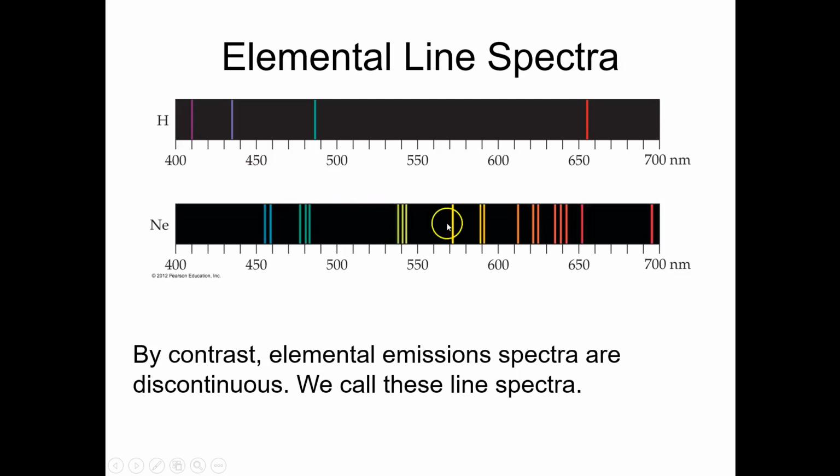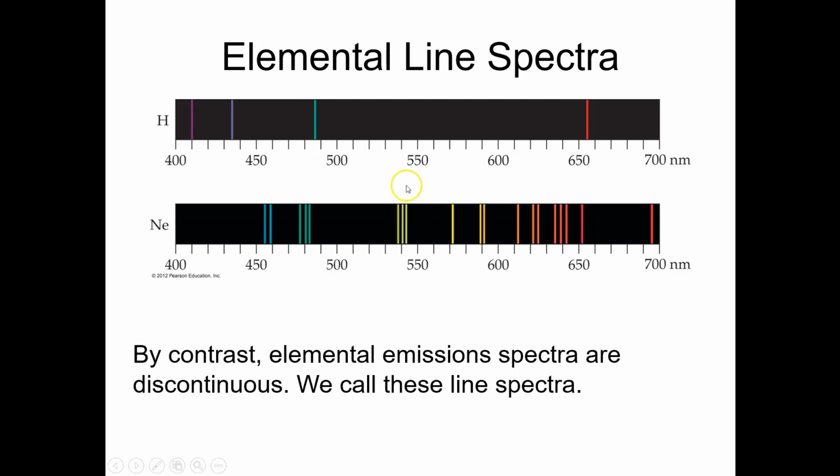Here's neon. Neon tends to look red to us, but if we actually run it through a prism, we have lines in various parts of the electromagnetic spectrum. It's dominated by the red side. But the bottom line is that, once again, this is not a continuous spectrum. You've got breaks in between various lines here. And so these are called emission spectra or line spectra.